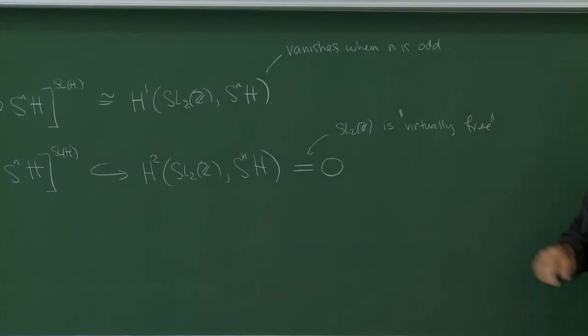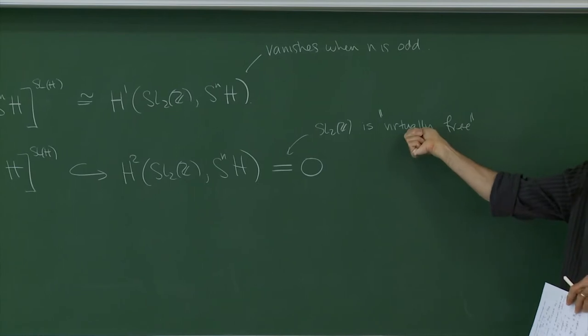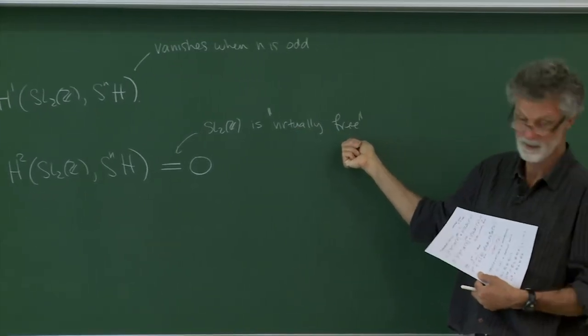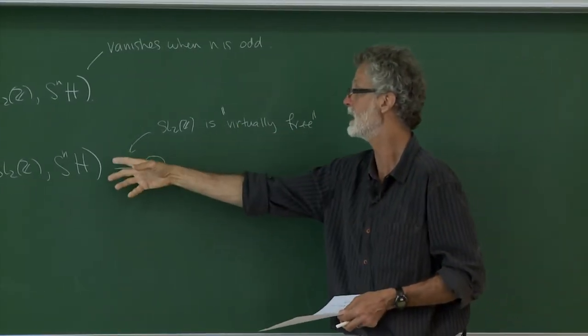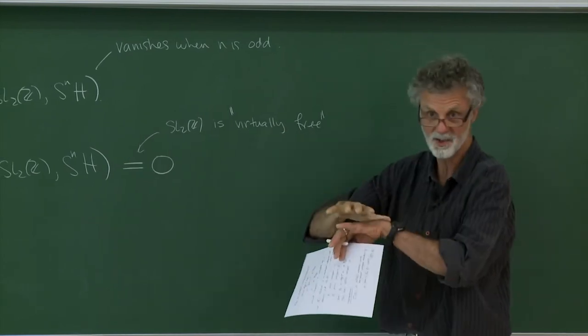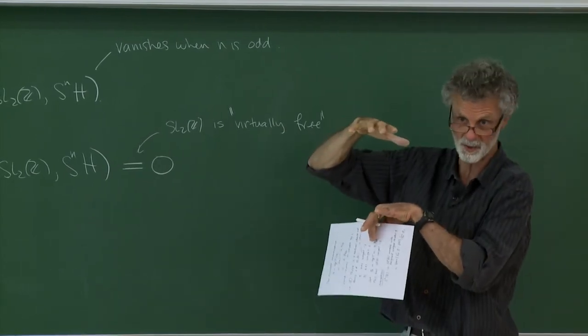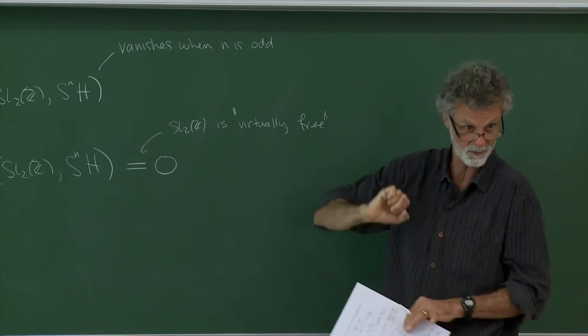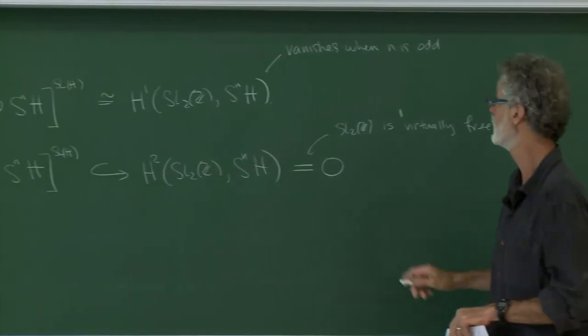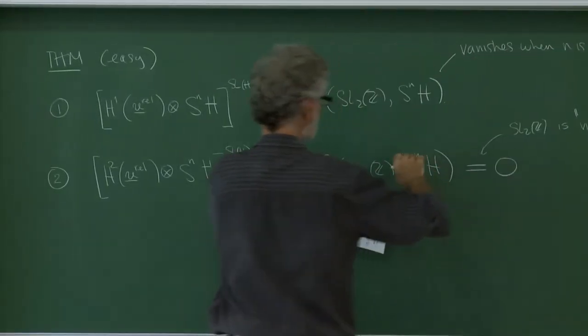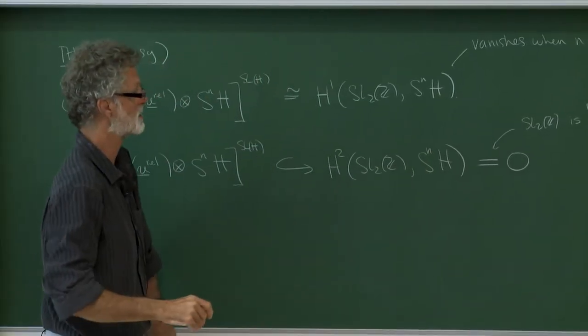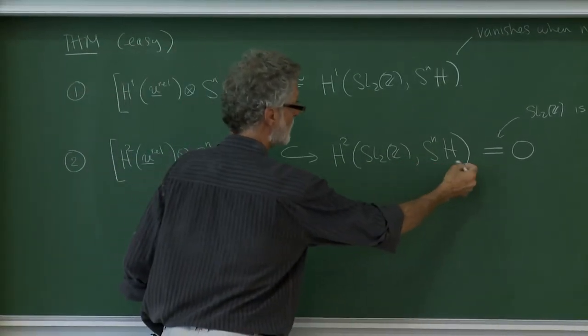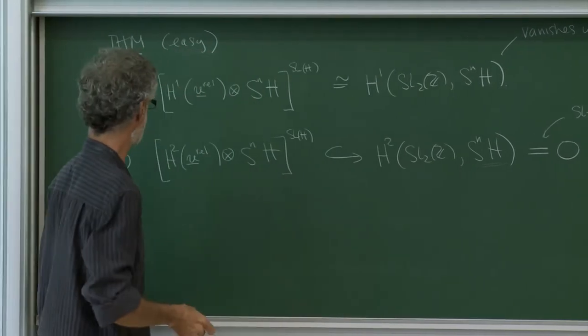A group has virtually a property if it has a finite index subgroup with this property. SL2(Z) has a finite index subgroup which is free. Just take any modular curve that corresponds to a torsion-free group. It's an affine curve, so its fundamental group is free. It's perfectly standard. And then a little spectral sequence argument shows that as long as this group here is divisible, the cohomology vanishes.